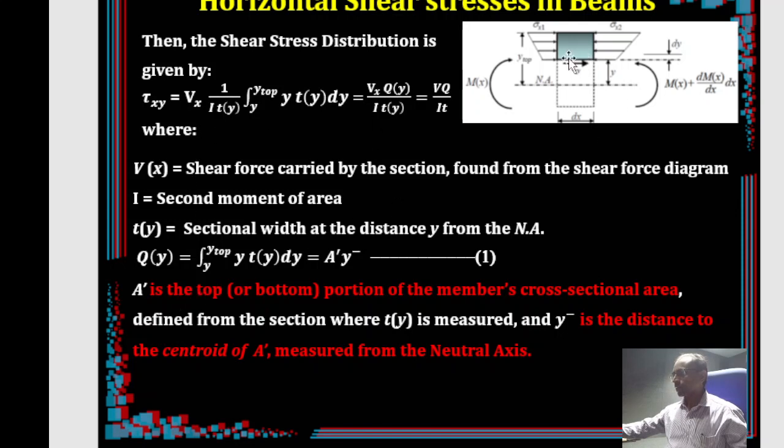So this is the top or bottom. One can take this plane either above the neutral axis or even below the neutral axis. It doesn't make any difference. So it is the top or bottom portion of the member's cross sectional area defined from the section where dy is measured. So we have taken a plane at a distance y. At that distance y, the width of that particular plane is t_y at that location. Now you only have to consider the area above it, and y bar is the centroid of this particular area, whichever we have chosen, from the neutral axis. With this key term, we can easily establish the shear stress equation at any desired location along the depth. Let us start with this basic understanding.